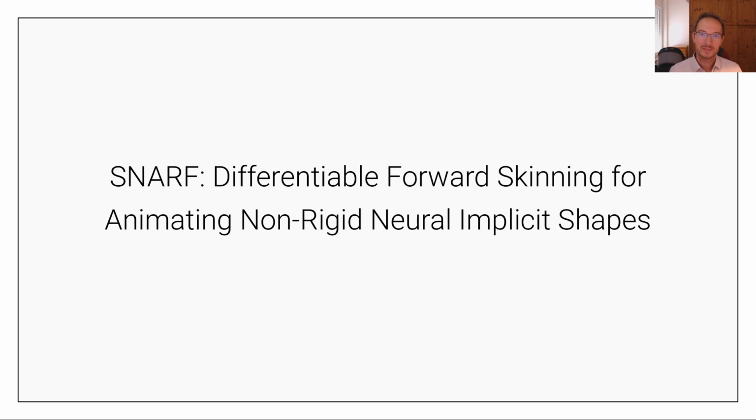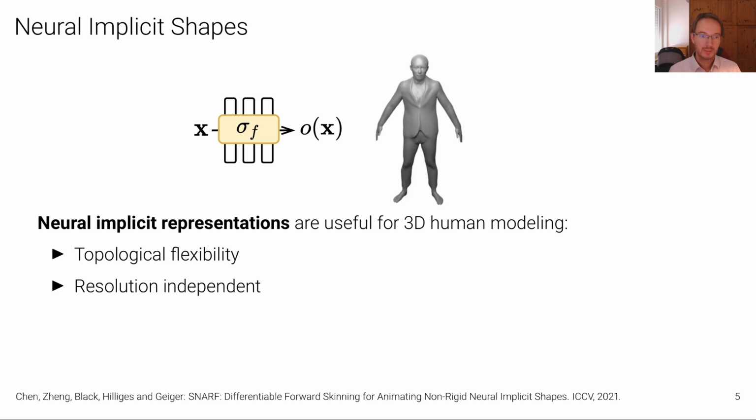First, let's have a look at SNARF, Differentiable Forward Skinning for Animating Non-Rigid Neural Implicit Shapes, a paper that appeared at ICCV this year. Neural implicit representations are arguably useful for 3D human modeling because they are flexible in handling different topologies, and they are also resolution independent. They are continuous. The only factor that influences, in theory, the fidelity of the 3D reconstruction is the capacity of the neural network that represents the shape. The idea of neural implicit shapes is simple.